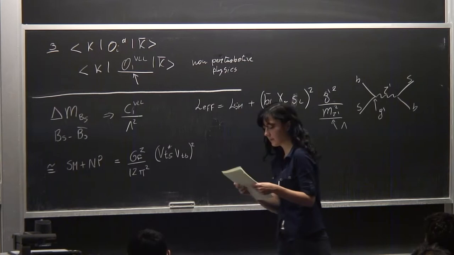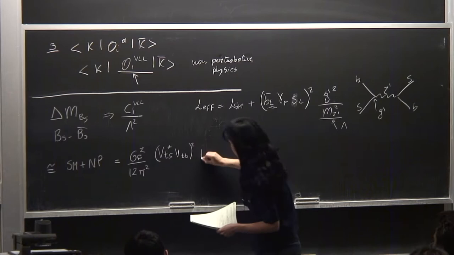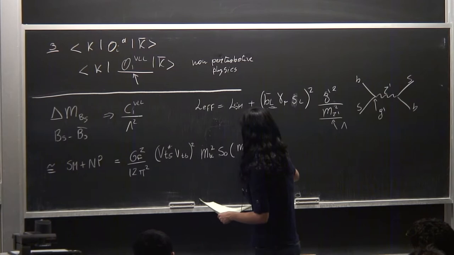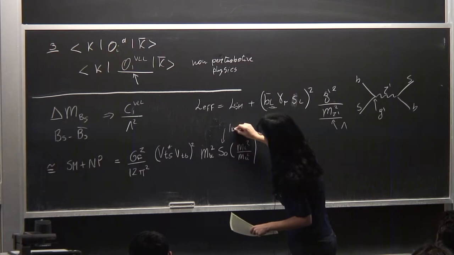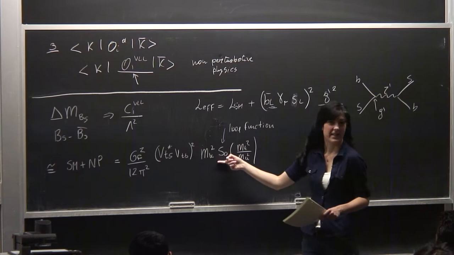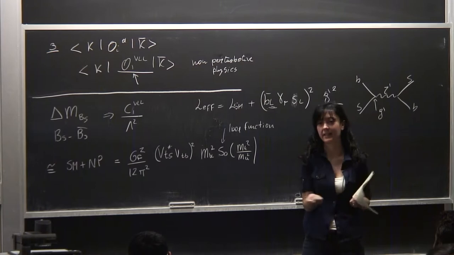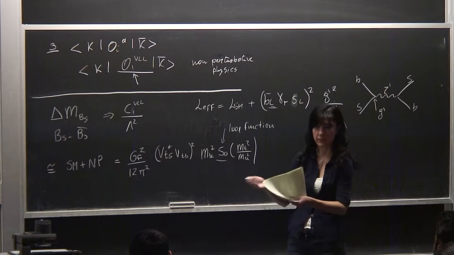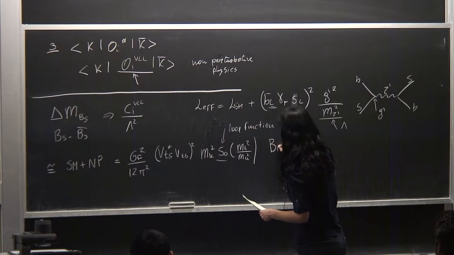Then, depending on how I define the loop function, as we mentioned yesterday, I have M_W squared, a loop function of M_T squared over M_W squared. I'm using a standard notation that you can find typically in the literature. That's why I'm putting S0 here, but this is nothing other than a loop function. Yesterday we called it F, I think, but it's always a loop function that I can compute. And then I have my bag parameter that, as we mentioned yesterday, can be computed on the lattice, some number, and the decay constant squared.